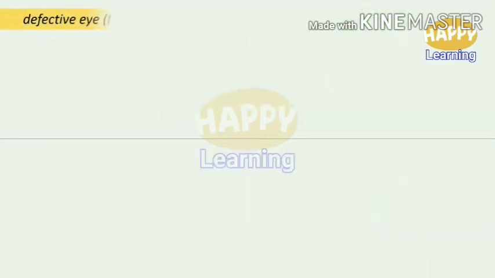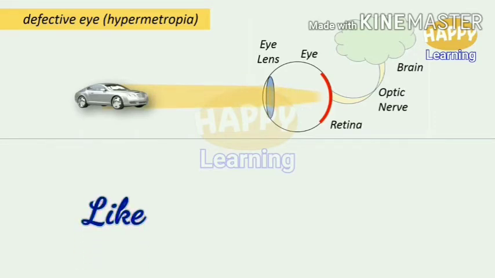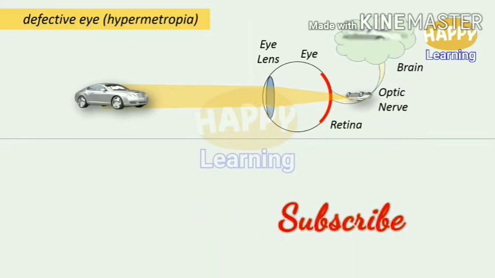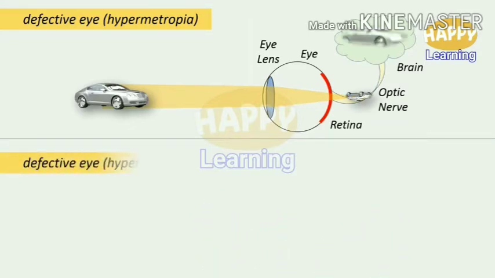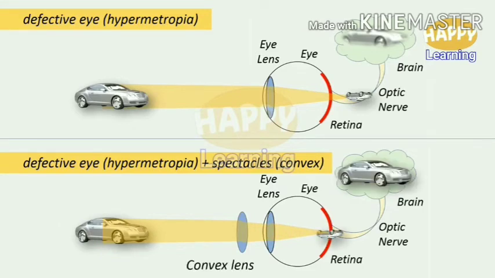Another example, defective eye, hypermetropia is the problem. The rays coming from the object are converged by the eye lens, but to a point lying behind the retina. Therefore, the image read by the brain is blurred. On the other hand, if a convex lens is introduced as spectacles in front of the eye, the rays coming from the object are converged by the external lens and then again converged by the eye lens and they meet on the retina and a clear image is observed by the brain.